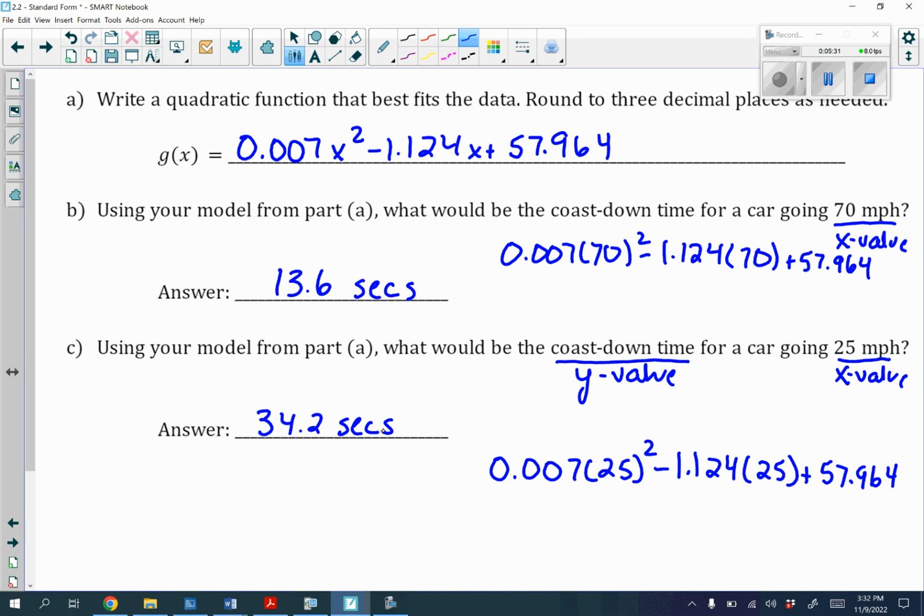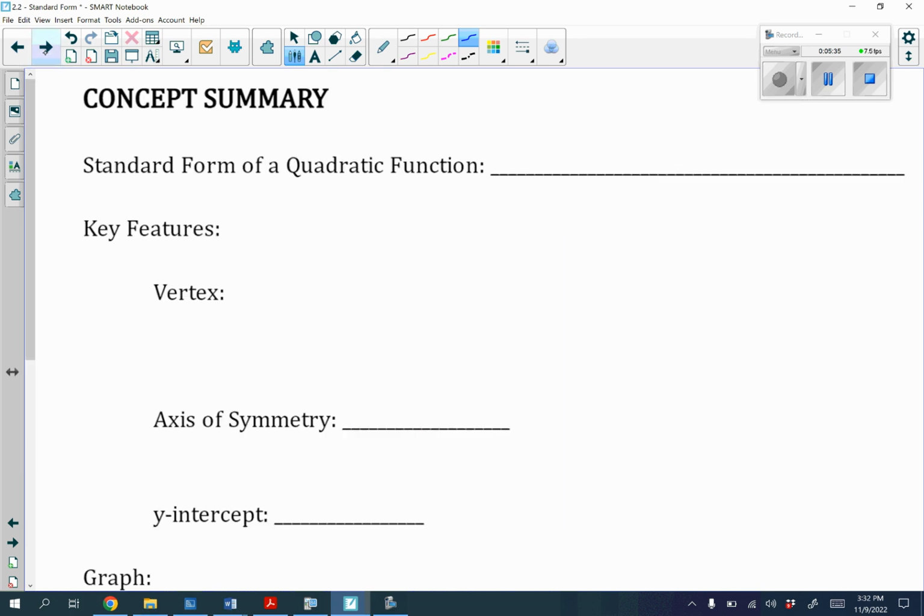Now, I just want us to do a concept summary. So we're going to go ahead and go to our next bit of notes, and let's talk about concept summary. So standard form of a quadratic function. Go ahead, if you know what that is, pause the video and write it down. Okay, let's see if you got it correct. So the standard form is y equals ax squared plus bx plus c.